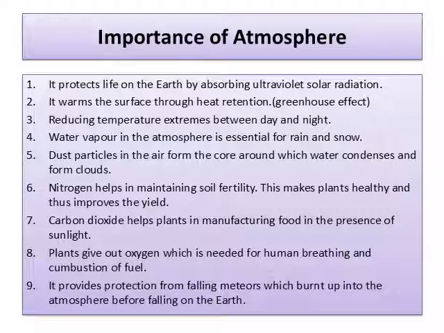Nitrogen helps in maintaining soil fertility. This makes plants healthy and thus improves the yield. Carbon dioxide helps plants in manufacturing food in the presence of sunlight. Plants give out oxygen which is needed for human breathing and combustion of fuel. It provides protection from falling meteors which burn up in the atmosphere before falling on the earth.